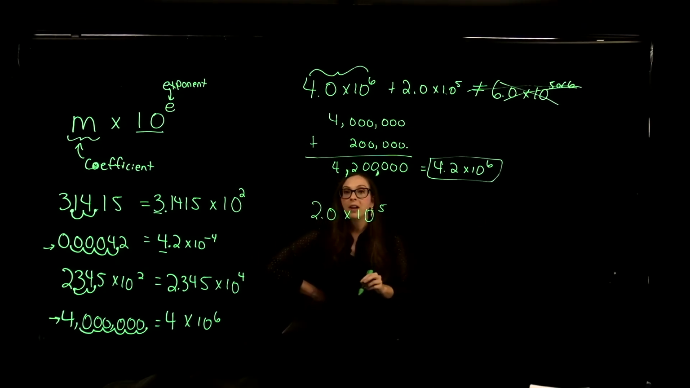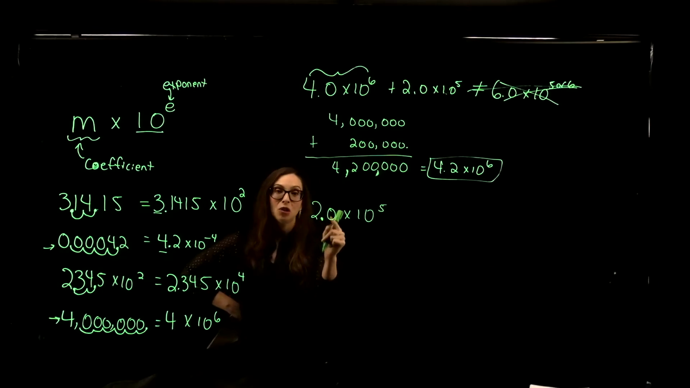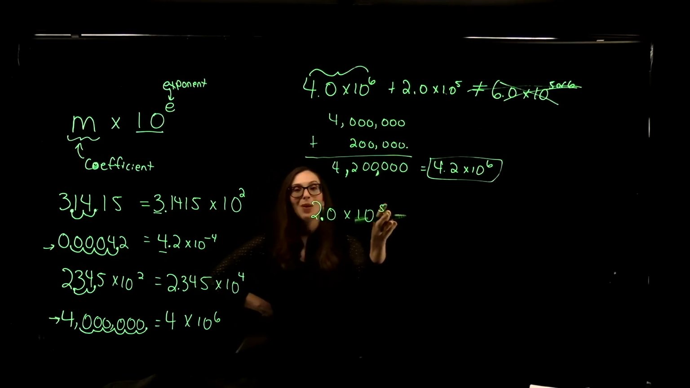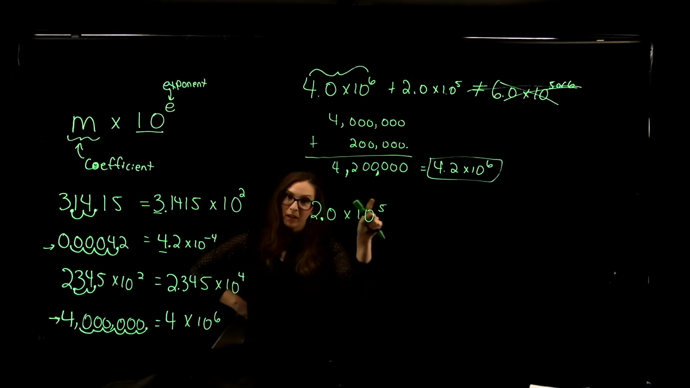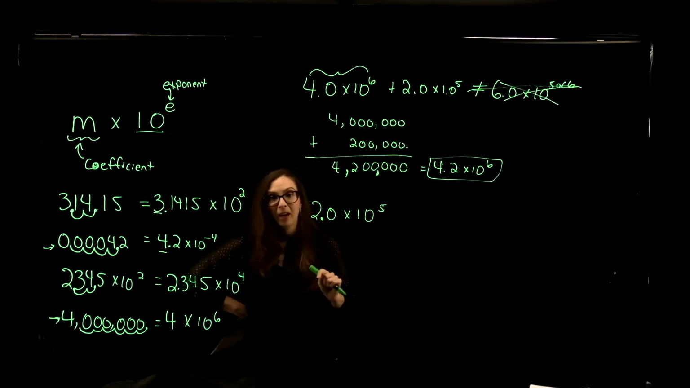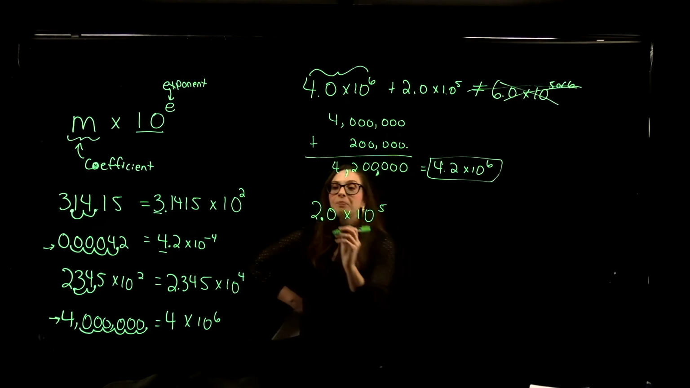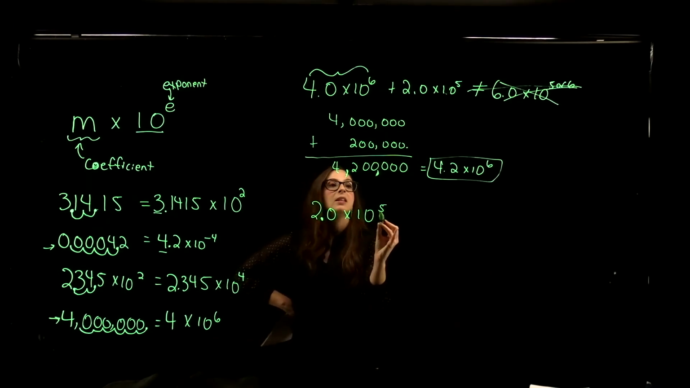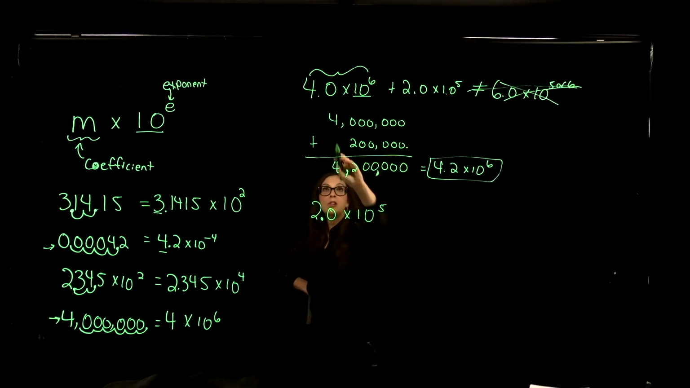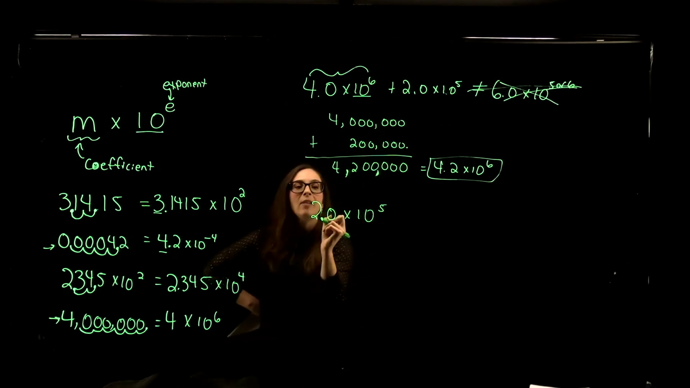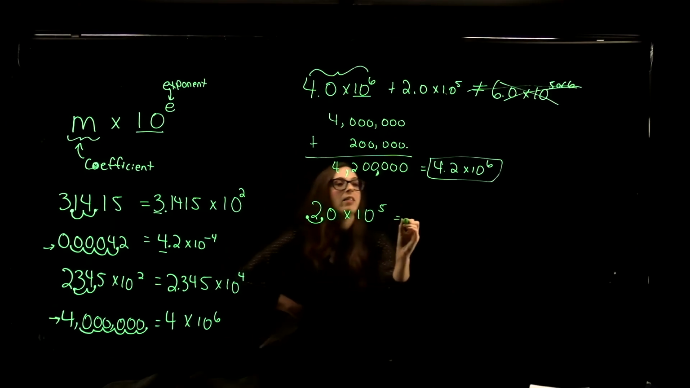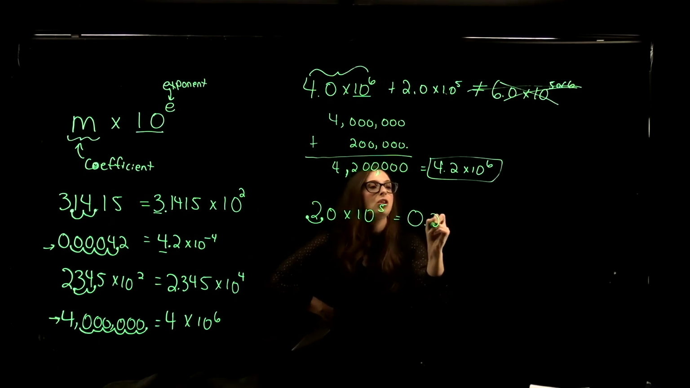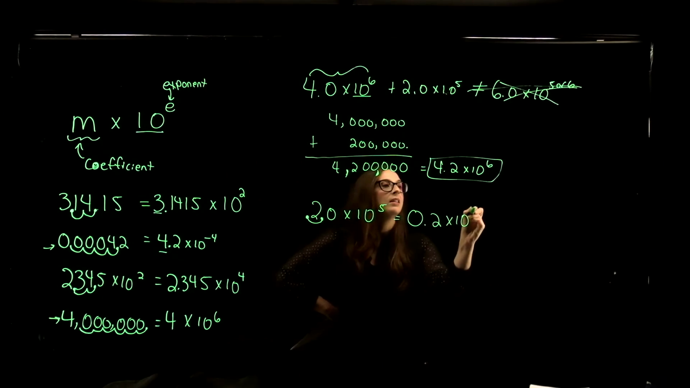Now remember, if we have to move our decimal spot to the left, we add 1 to our exponent. If we move our decimal spot to the right, we subtract 1 from the exponent. Okay, so if I want to get my 2 times 10 to the 5 to have the same exponent as my number 4 times 10 to the 6, what I'm going to have to do is move my decimal to the left. Okay, and so if I do that, then this number becomes 0.2 times 10 to the 6.